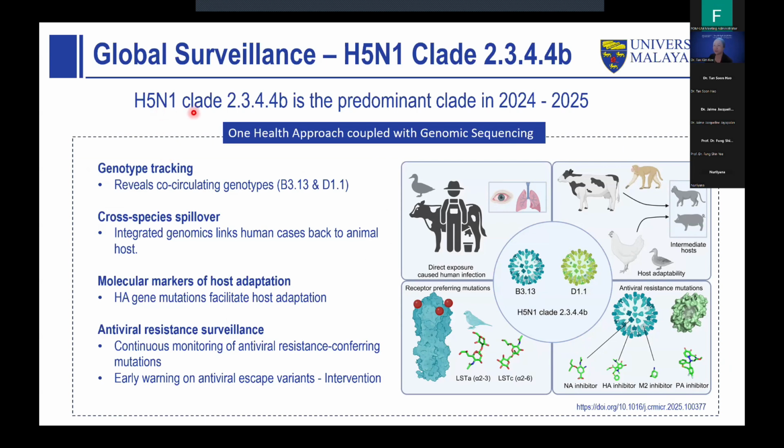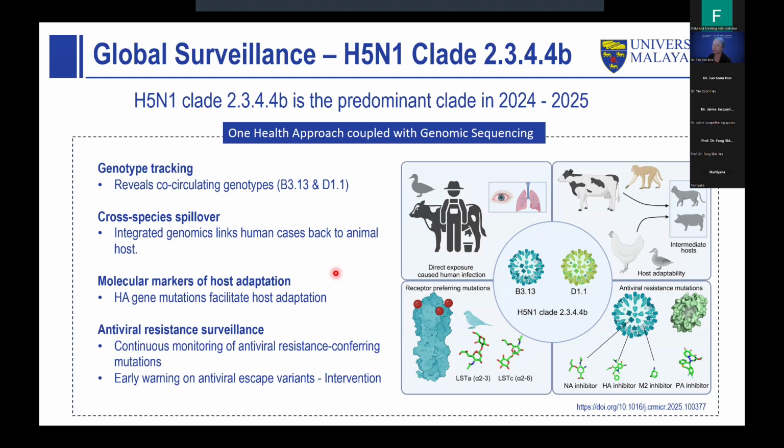This is just an example of what has been done. So this H5N1 clade 2.3.4.4b is the predominant clade that's circulating in 2024 and 25. By using this One Health approach coupled with genomic sequencing, we can find that it is not only one, but at least two particular genotypes that are co-circulating. Those are B3.13 and D1.1. Also, with the integrated information, we managed to link the human cases back to their animal hosts.